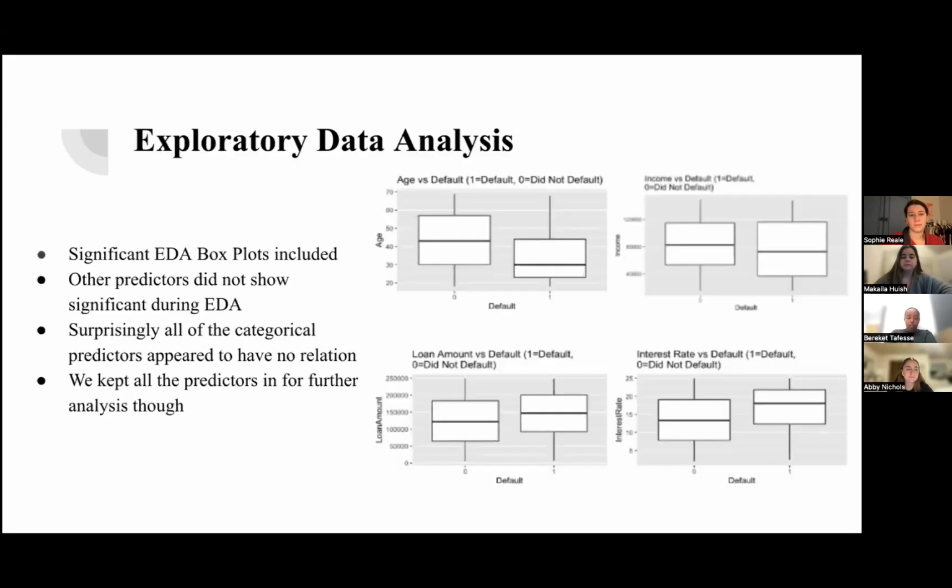On the slide, we included 4 of our most significant visuals. These box plots confirm our initial intuition about the predictors. As you can see, those that did not default had higher median age and higher median income. They also had lower median loan amount and lower median interest rate. We had 5 categorical predictors that we investigated as well, but they did not show much of a relationship with the response visually. And although only these 4 showed to have a relationship, we kept all predictors to investigate further.